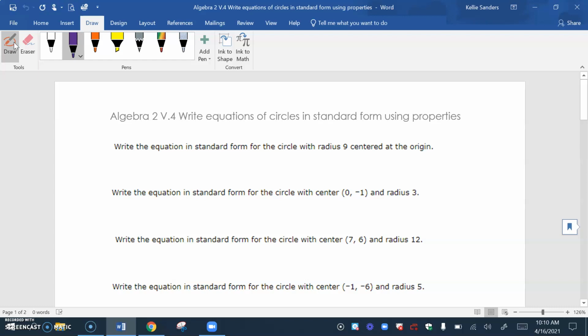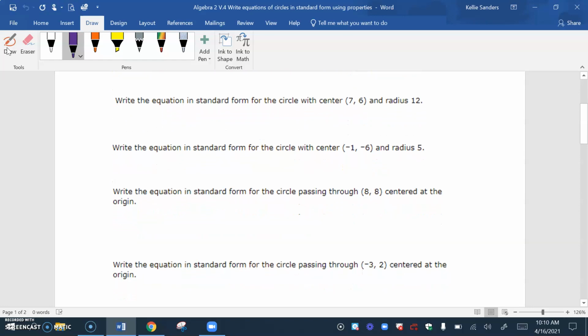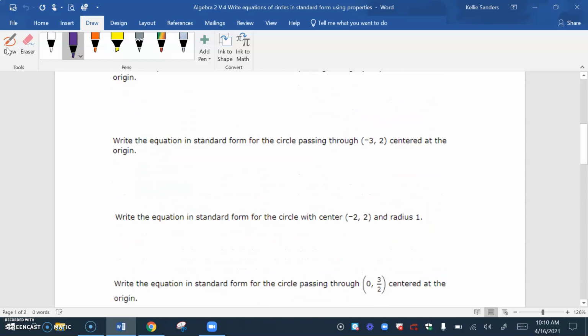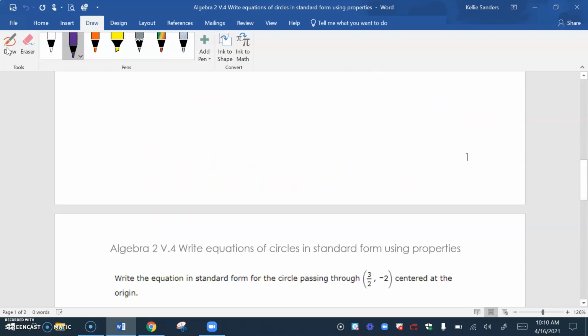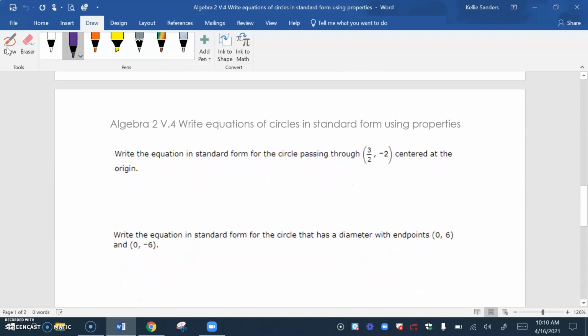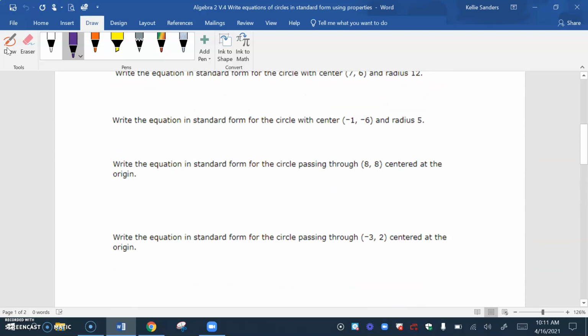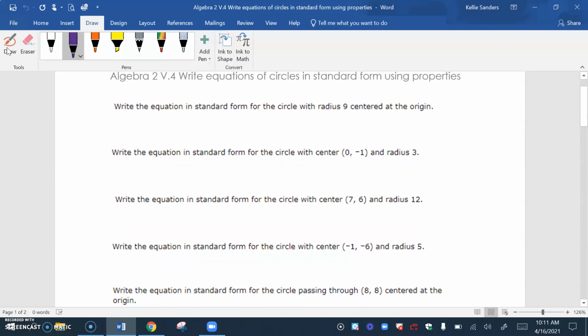V.4: write equations in standard forms using properties. This is going to be pretty much the same exact stuff, until we get to the end of that one. So we'll have to make do on that.